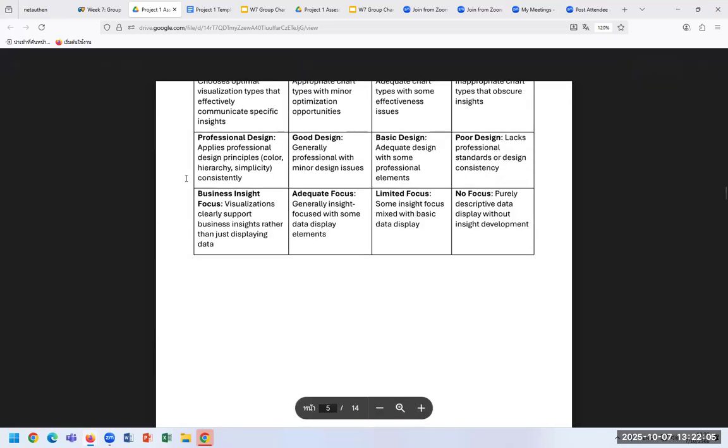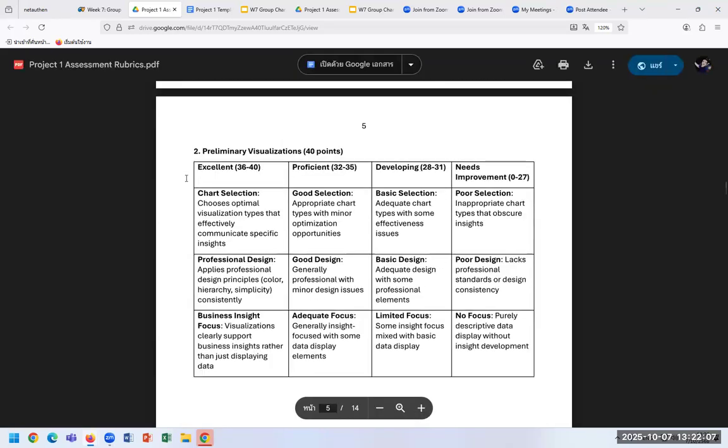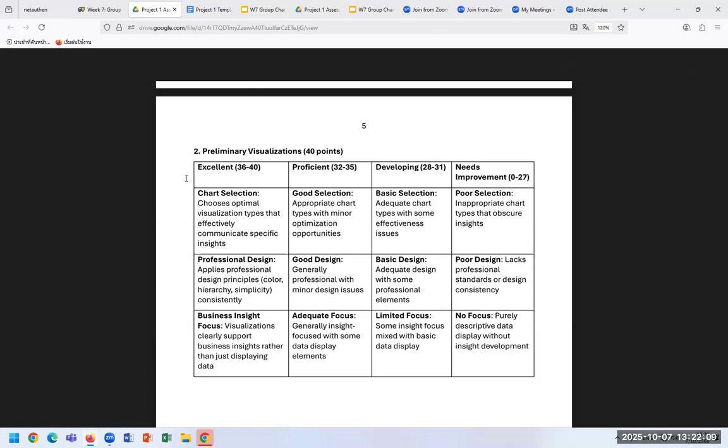Next, please. Another aspect is about preliminary visualizations. I'd like you to make sure that you selected the right chart for that data. If it is a category, you use a bar chart. If it is a time series, you need to use a line chart, for example.